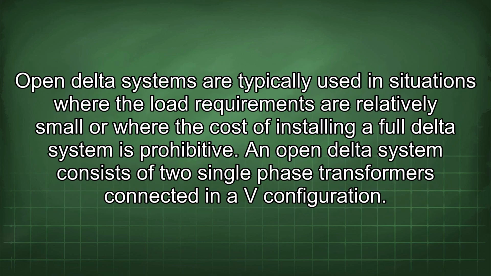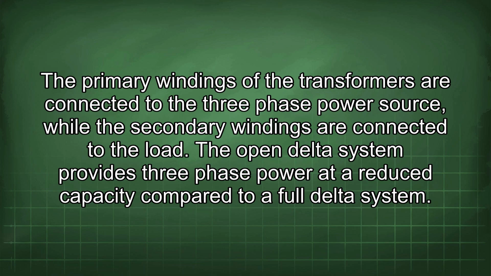Open delta systems are typically used in situations where the load requirements are relatively small or where the cost of installing a full delta system is prohibitive. An open delta system consists of two single-phase transformers connected in a V configuration. The primary windings of the transformers are connected to the three-phase power source, while the secondary windings are connected to the load. The open delta system provides three-phase power at a reduced capacity compared to a full delta system.